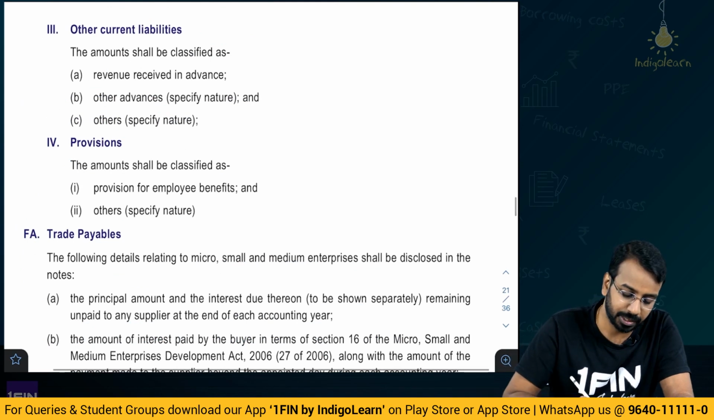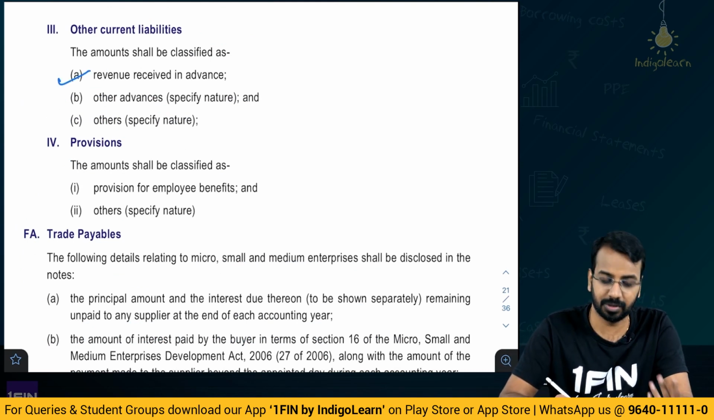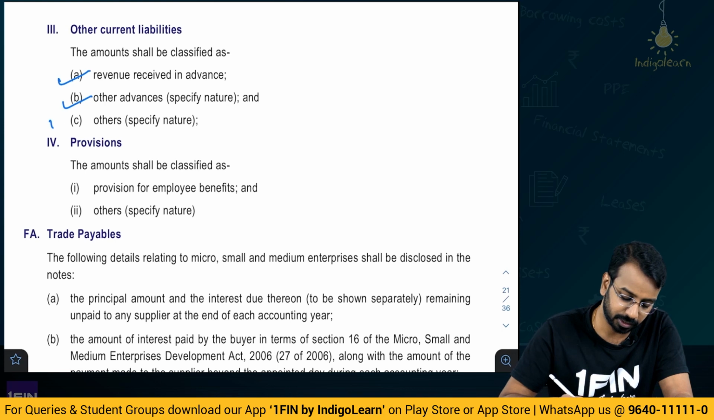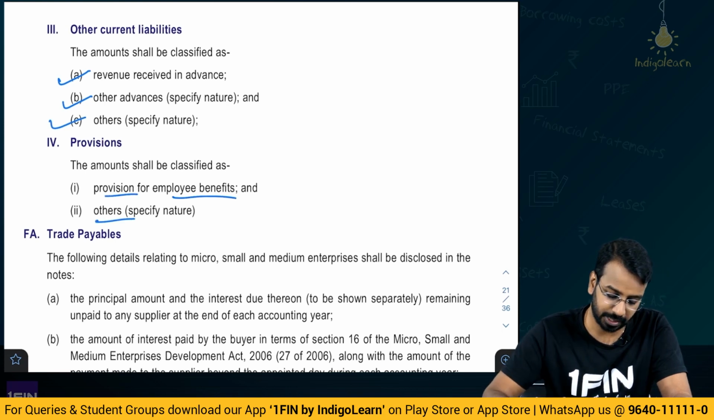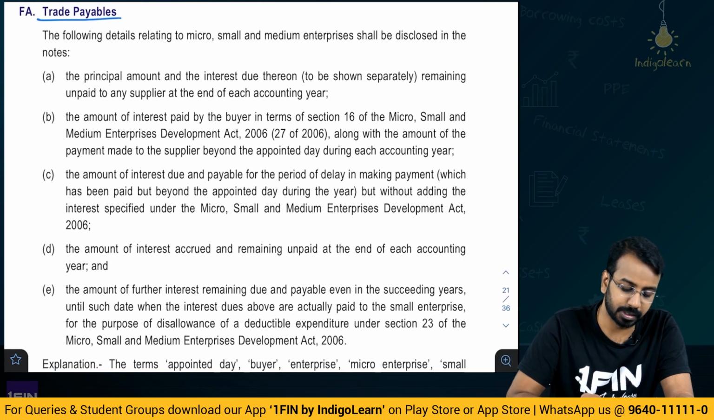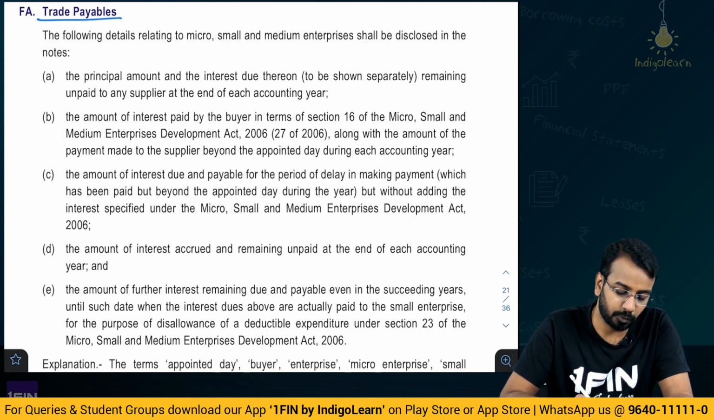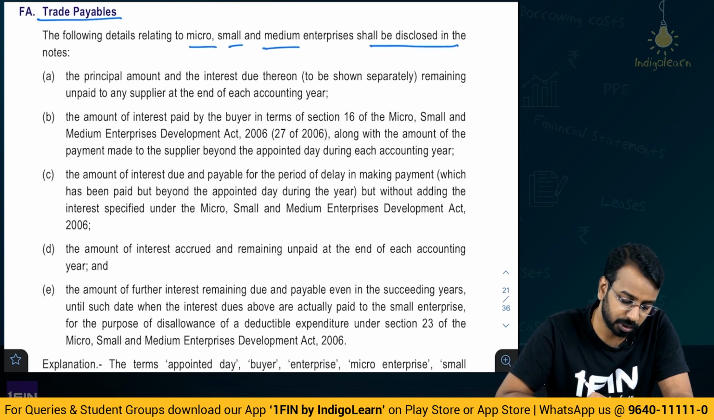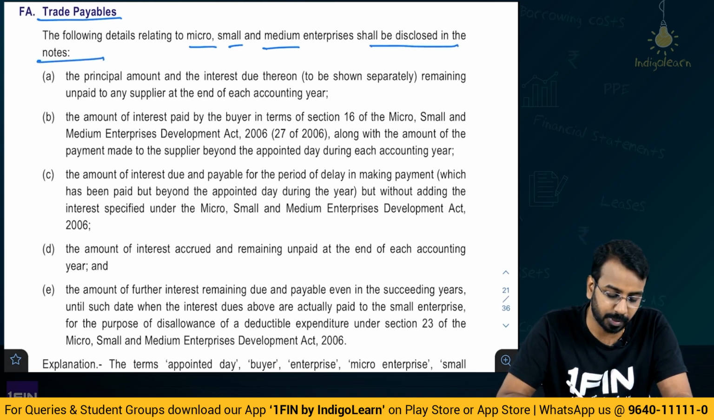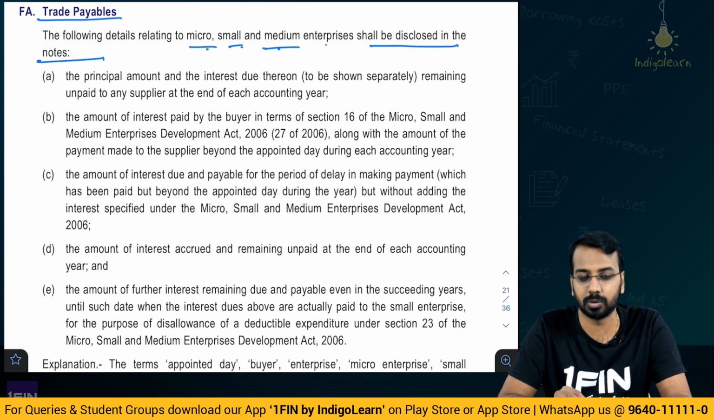Then other current liabilities, revenue received in advance, you have received some advance money, other advances and others, and provisions for employee benefits and others. Then trade payables. Under trade payables, the following details relating to micro, small and medium enterprises shall be disclosed in the notes. So for the trade payables, micro, small and medium enterprises, you have to disclose them in the notes.